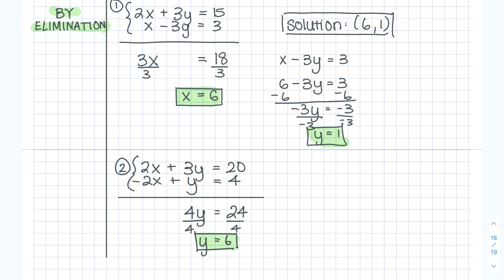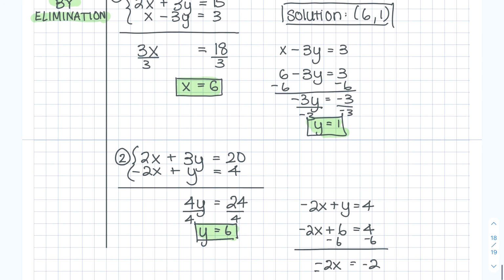I have my y value, now I need my x value. So I'm going to take the second equation. I don't know why I like these second equations, but I do. I'm going to sub the y with 6. So I'm going to rewrite this as negative 2x plus 6 equals 4. I'm going to subtract 6 from both sides, which gives me negative 2x equals negative 2. Divide by negative 2 on both sides, which gives me x equals 1.